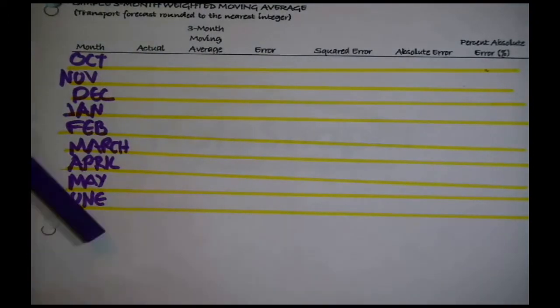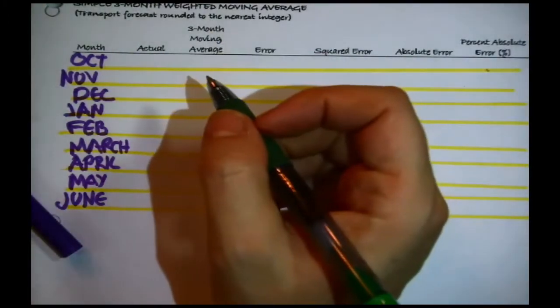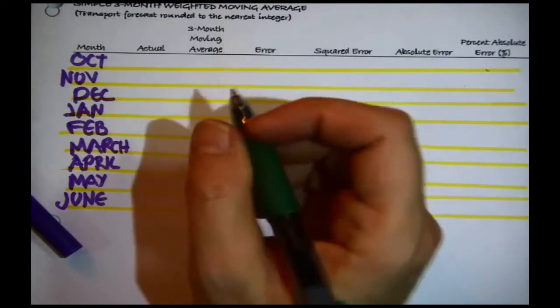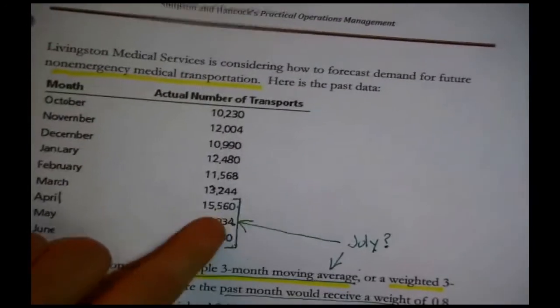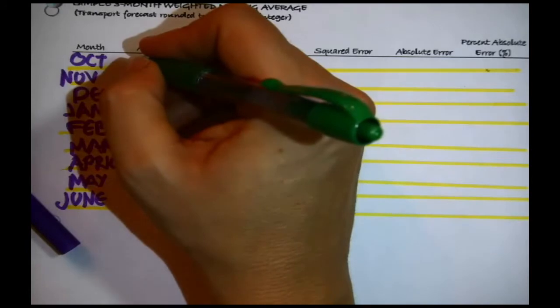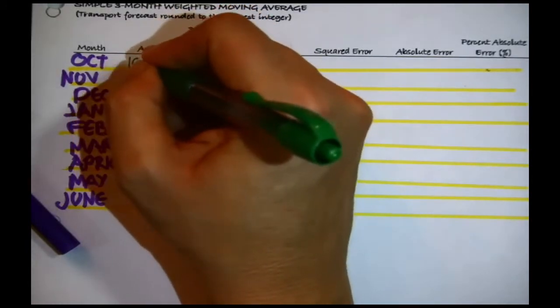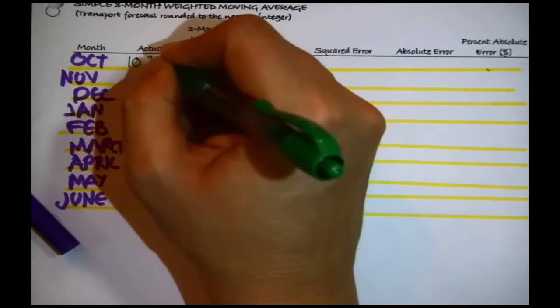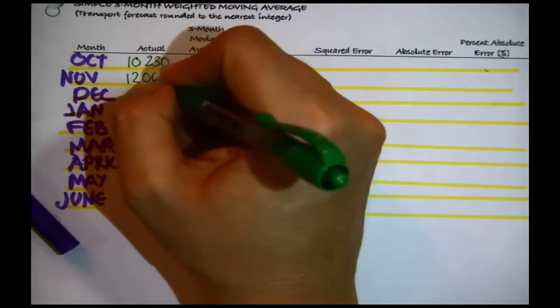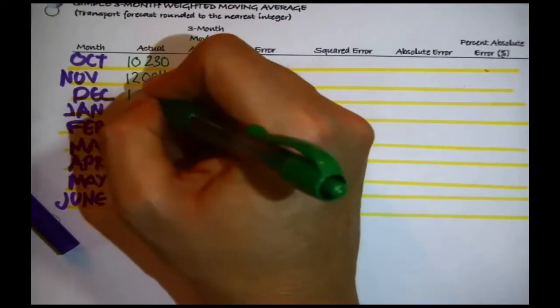It's the same actuals as last time. Let me find the actual table, and copy them again. Okay, the actuals for October, 10,230. It's that same data we were working with. For November, 12,004. This is all past history. We already know what happened.